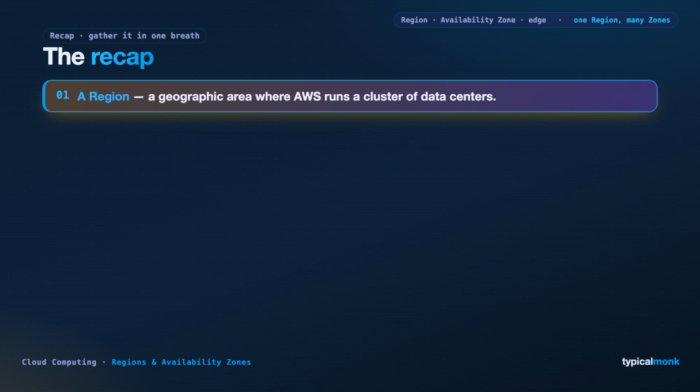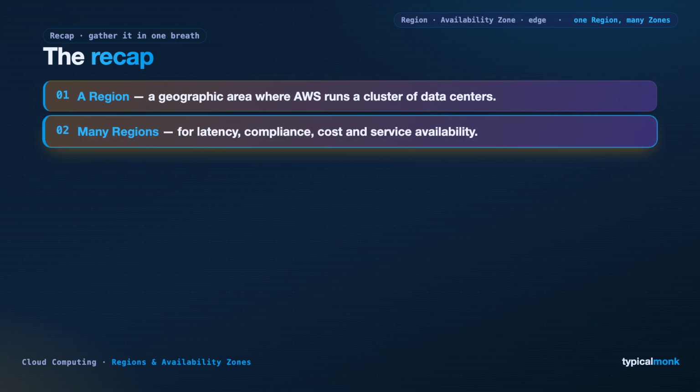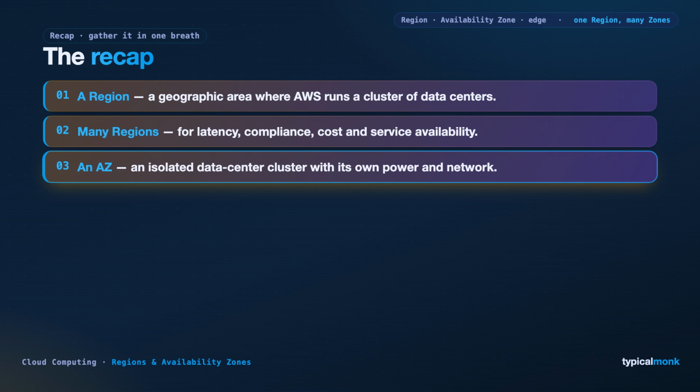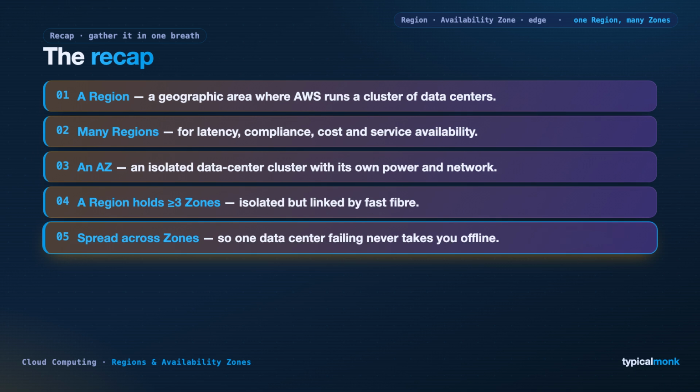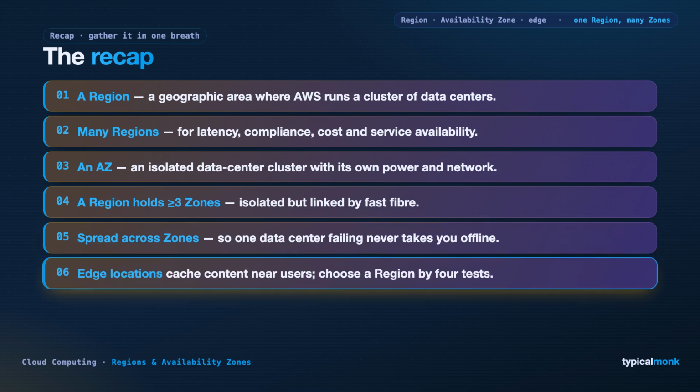Let us gather the whole class in one breath. A region is a geographic area where Amazon Web Services runs a cluster of data centers. Many regions exist for latency, compliance, cost, and service availability. An availability zone is an isolated data center cluster with its own power and network. Each region holds at least 3 zones, isolated but linked by fast fiber. Spread across zones so that one data center failing never takes you offline. And edge locations cache content close to users, while you choose each region by 4 tests.